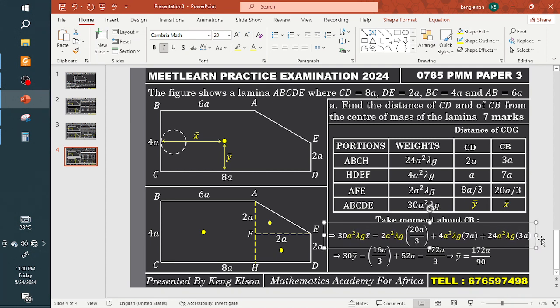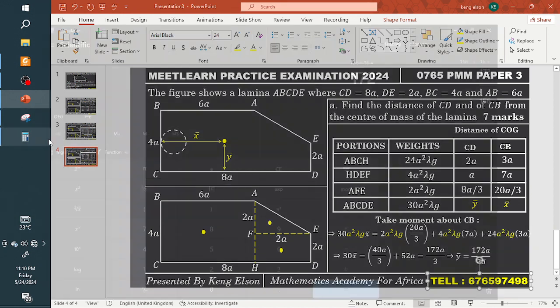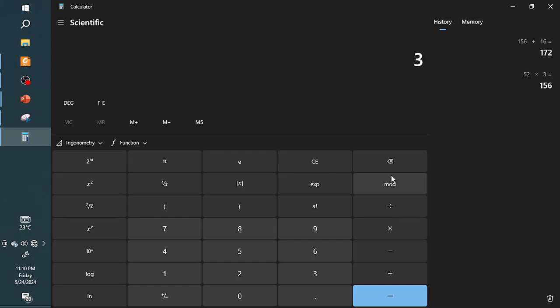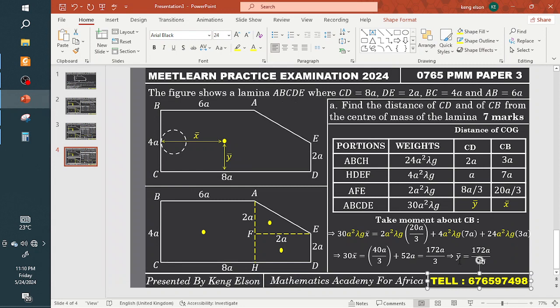We have to adjust. See, there is space lacking there. I don't know what we are going to do. Anyways, I'll just allow it like that, because if I decrease again, it will be so tiny. So here we are going to have 30x bar. When we multiply this, we have 40. 4 and 7 is 28, 3 and 24. So 3 times 24 plus 28, 100. So this is going to be 100.